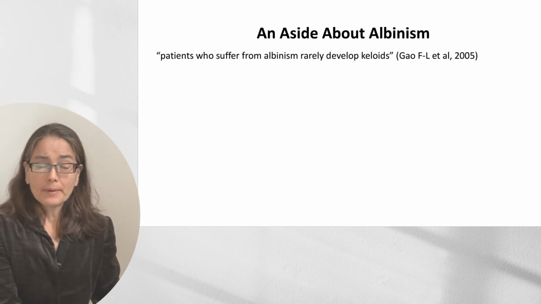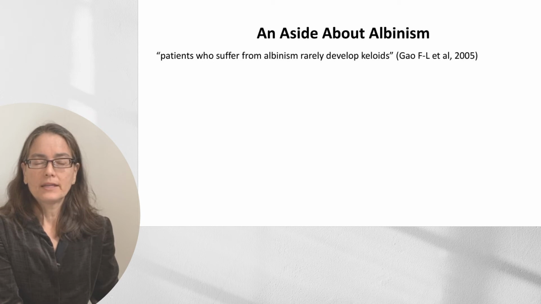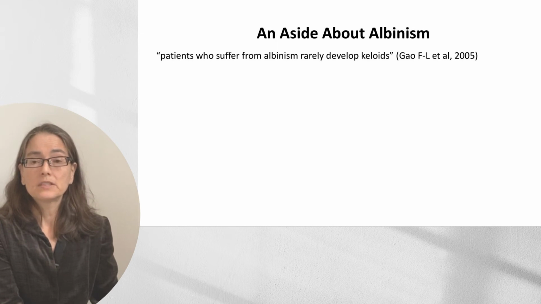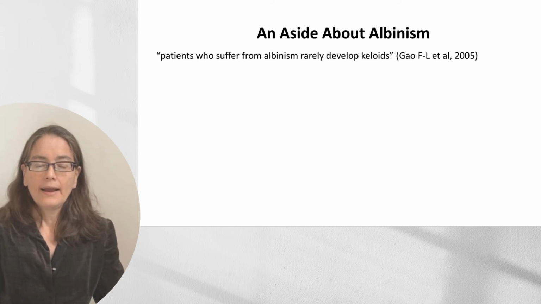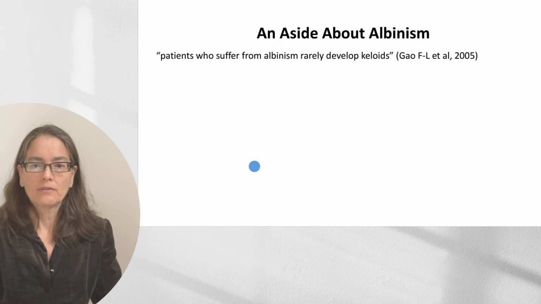Now, I'd like to make an aside about albinism, because part of the discussion has been that keloids are not seen in lightly pigmented people because people who suffer from albinism rarely develop keloids. Now, this is from a paper by Gao from 2005. I took it with a grain of salt because he still is quoting the 15 times greater incidence in dark-skinned versus light-skinned. And in fact, he did not provide a reference for this statement. It's just taken as assumed fact, like so much about keloids.